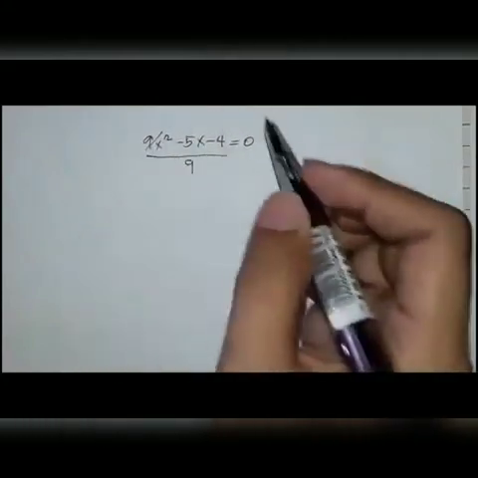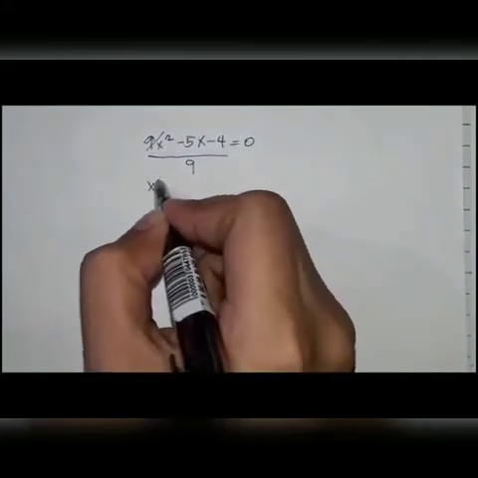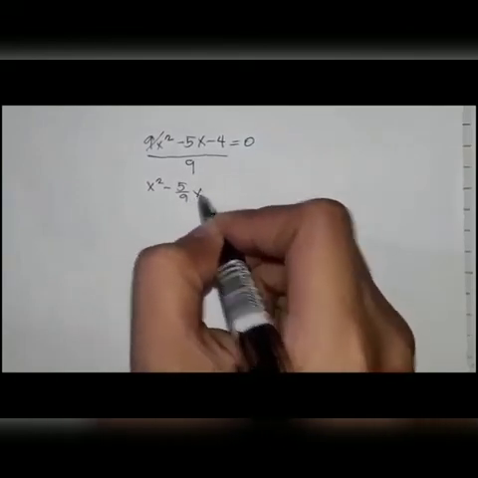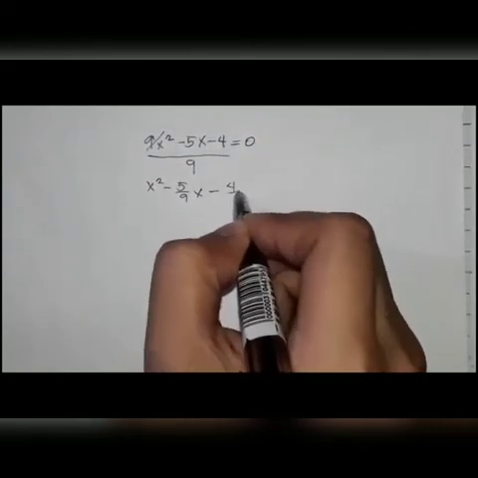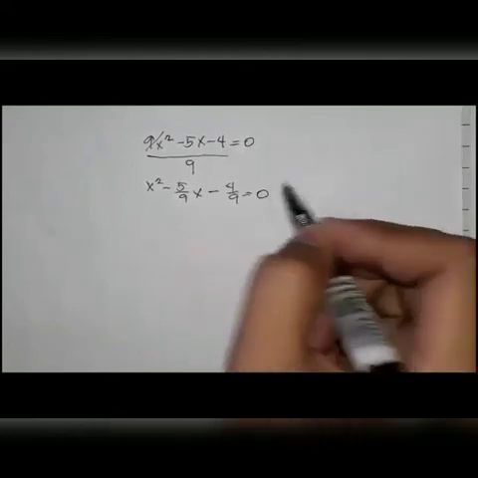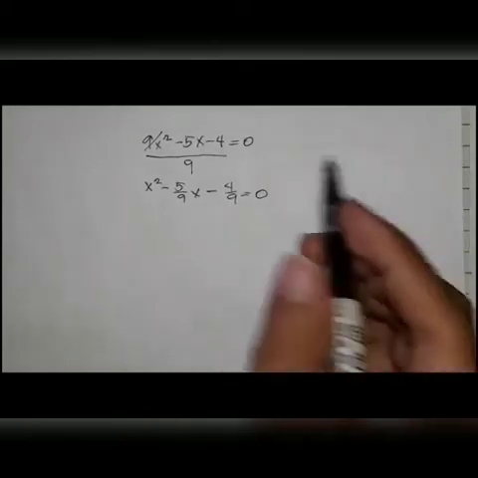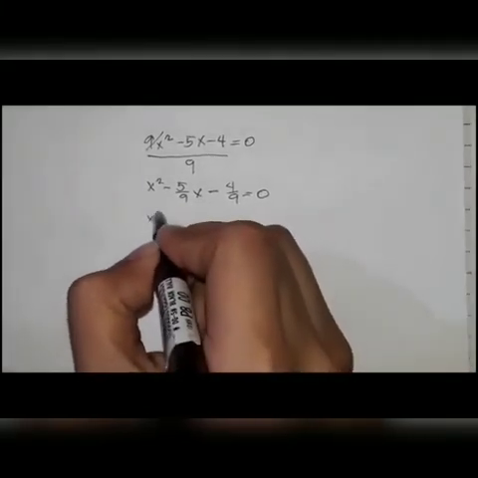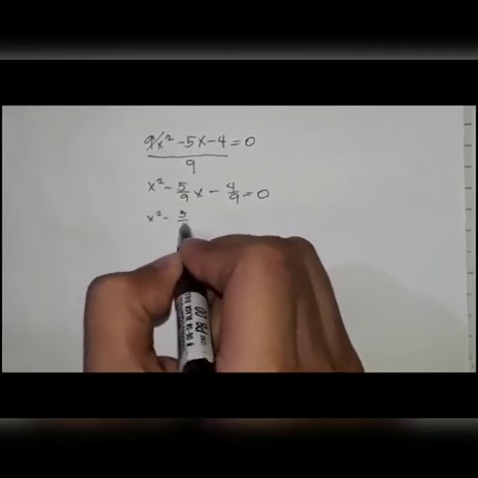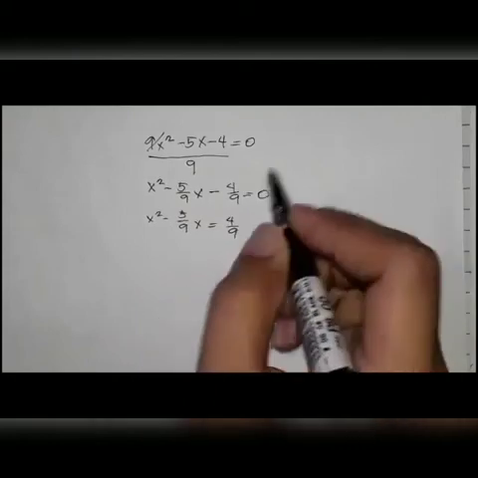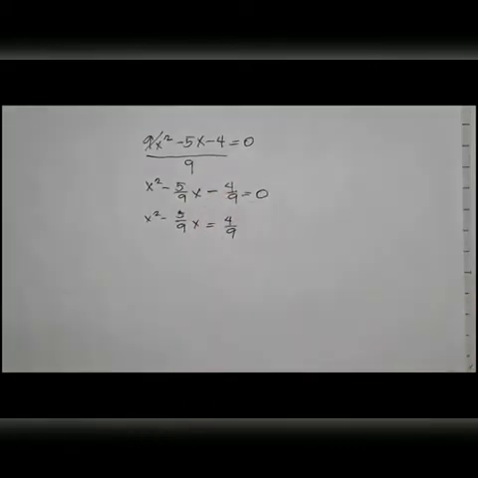So we can cancel it. So this will become x squared minus 5 over 9x minus 4 over 9 is equal to 0. Next step is to transfer the third term to the other side of the equation. So this will become x squared minus 5 over 9x is equal to 4 over 9, since it's negative.